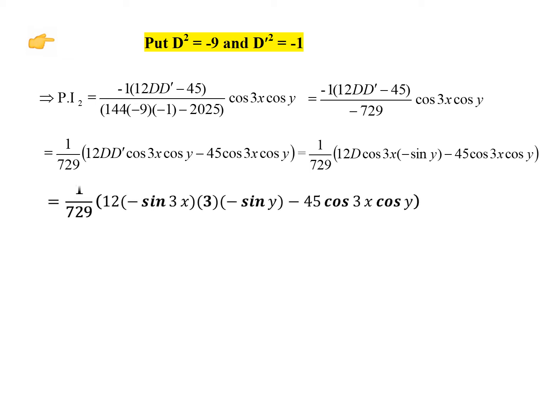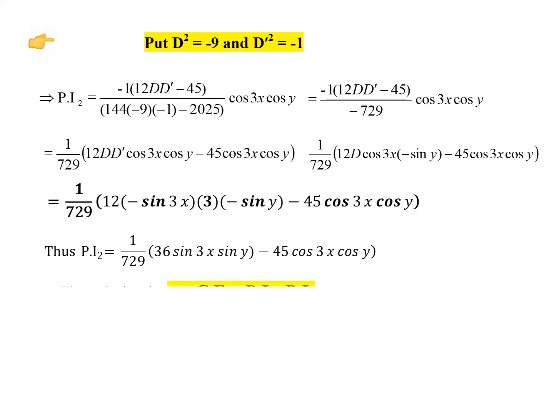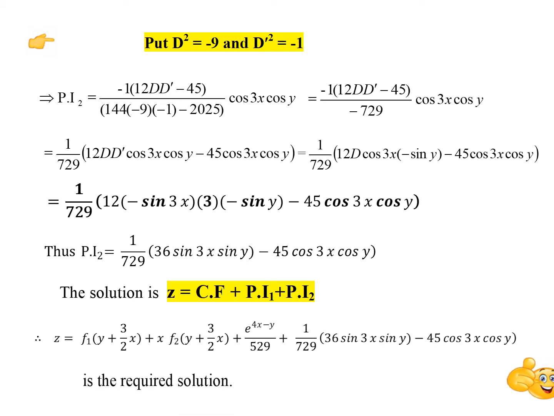In the next step, let us operate that D also. When we operate D, it means differentiating with respect to x. So in D of cos 3x, that is the only term having x. Cos 3x, when we differentiate, we get minus sin 3x into 3. So this is the final answer of particular integral, since all the operators we have operated. And the final solution is complementary function plus particular integral 1 plus particular integral 2. So let us add everything, all the three parts, and this is the required solution.